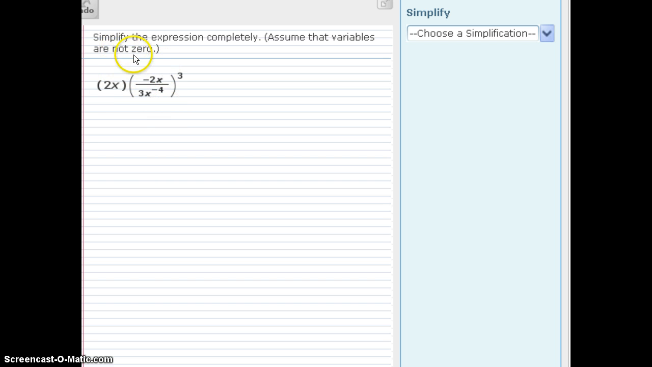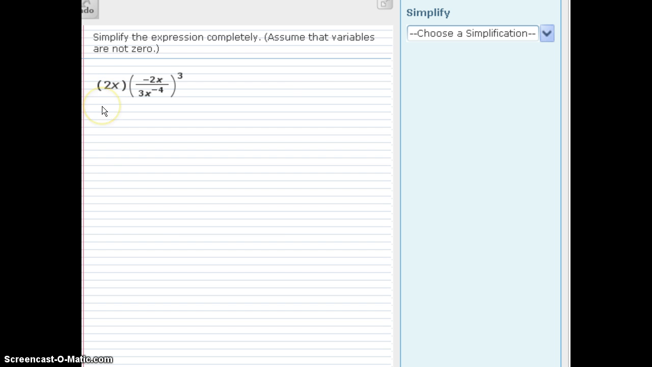This is another simplifying expressions using exponents problem, but it's a bit more complicated because it has this whole fraction inside parentheses and that thing raised to a power and then that thing multiplied by this other thing. So there's a lot to do here.